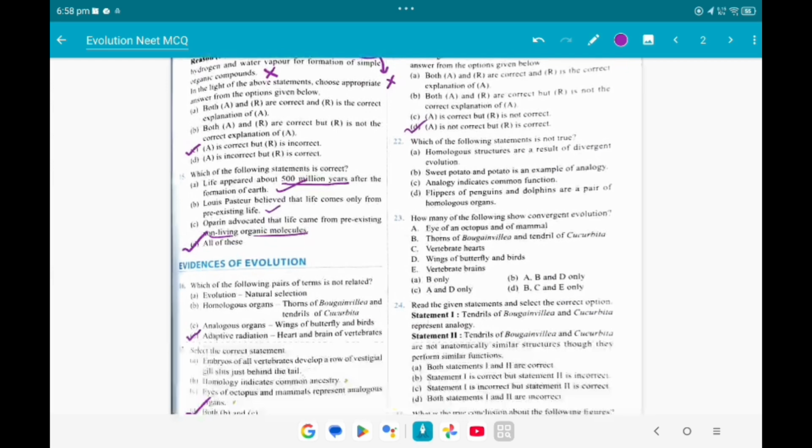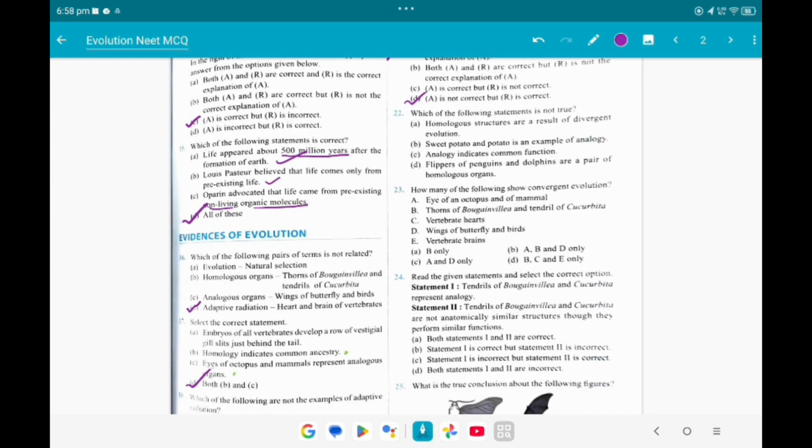Question 22. Which of the following statements is not true? Homologous structures are a result of divergent evolution. This is correct. Sweet potato and potato is an example of analogy. This is also correct. We are calling them the same names, but one of them is an underground stem and the other is an underground root. Analogy indicates common function. This is also correct. Remember this: common function is under analogy, not common structure. And flippers of penguins and dolphins are a pair of homologous organs. No, you must remember that these are analogous.